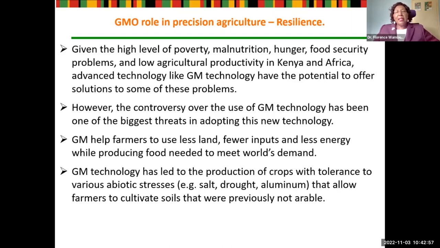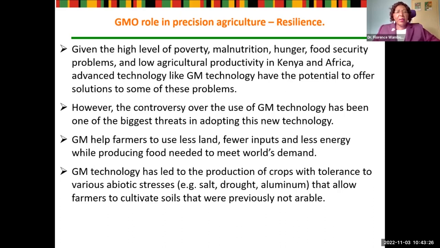So despite the controversies, the technology has been in use for 20 years. It has gone to many, many countries, including African countries, as I show you, because it helps farmers use less land, fewer inputs, and less energy while producing the food needed to meet the world demand. We need food in this country. We need cotton. We need to bring back cotton. We need to do many things. It is a technology to solve problems.